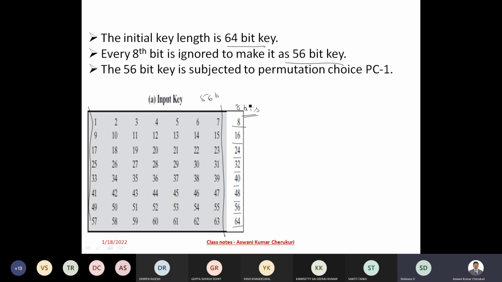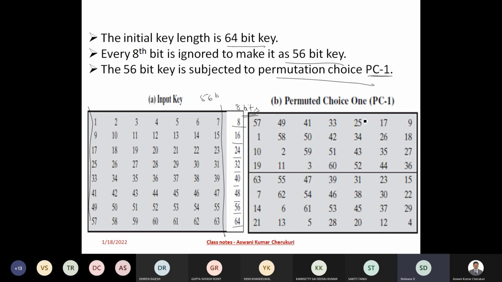What you are going to do with the 8 bits, we will discuss a little later. Now this 56-bit key undergoes permutation with the help of a table called the PC1 table. That is given here. So it is permuting the bits of the 56-bit key. Is this clear? Any doubts here?